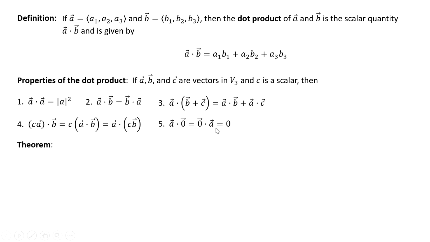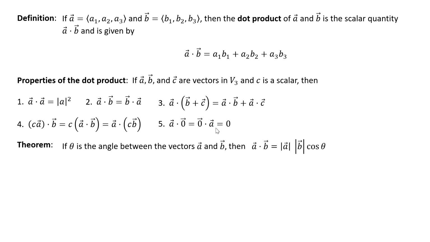Okay, cool. With that, let's go to a theorem. If theta is the angle between the vectors A and B, then A dot B is the magnitude of A times the magnitude of B times cosine theta. Okay, that's another important one. So for A dot B, there's another way of finding this dot product, which is to multiply the magnitudes of both the vectors, and also multiply them by the cosine of the angle between them.